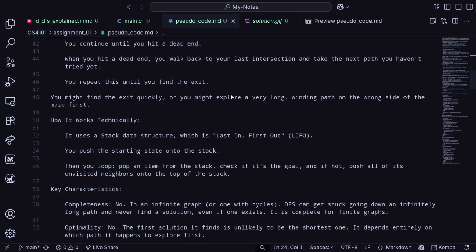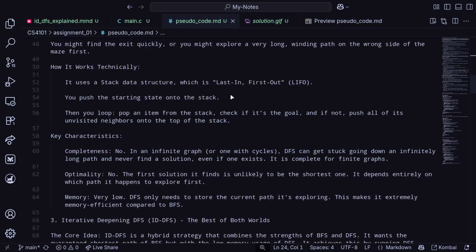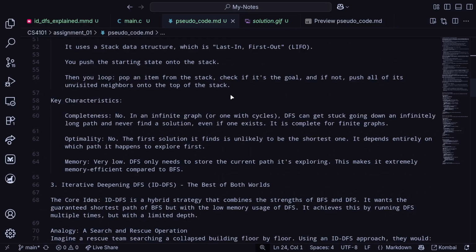There are a few things to mention, which is that it uses the stack data structure. Think of a stack of books or a stack of plates: the last thing you inserted is the first thing you take out. So you push the starting state into the stack and then loop. You pop an item from the stack and check if it's the goal state. If not, you push all its unvisited neighbors onto the top of the stack. So it has a few characteristics that you need to note down.